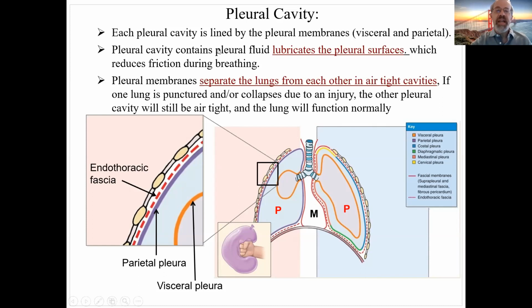What's kind of fascinating about this is that these pleural membranes are also protective in the sense that if one lung is collapsed due to what's called a pneumothorax condition, due to this airtight condition with these membranes, the other lung will remain functional.